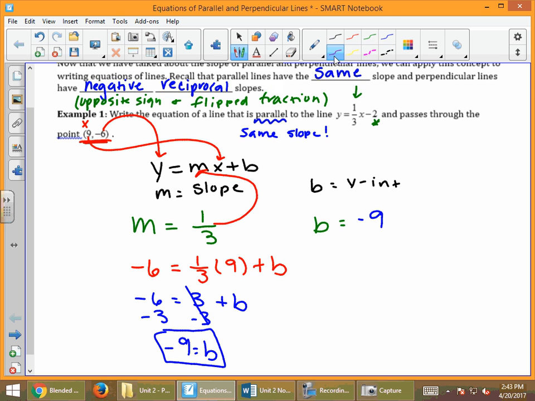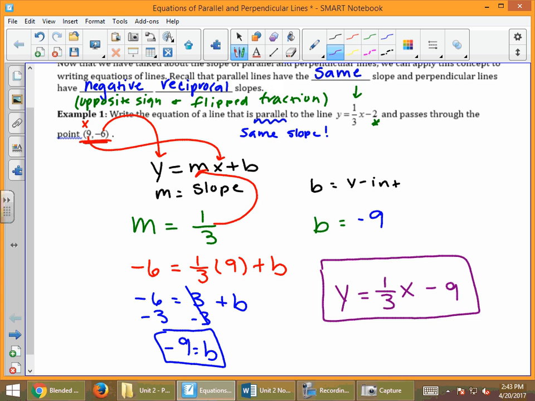So our equation is going to be this. The y now goes back to being a y. Our m, which is our slope, we said was 1/3. X goes back to being an x. And then we just found that our b was -9. So a totally new equation that's parallel to our given equation would be y equals 1/3 x minus 9.